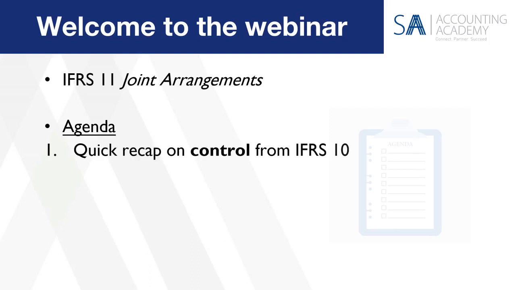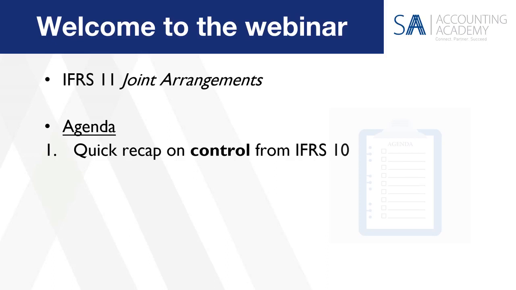Firstly, we're going to be doing a quick recap on the concept of control from IFRS 10. The reason that we're doing this, obviously, is joint control, one of the words being control. So you have to be able to establish control before you can decide whether there is joint control. So control is actually a very important concept to go and visit or revisit. Unfortunately, we cannot talk about the entire IFRS 10 because that is quite a long and complex standard. And we've already recorded a previous webinar or CPD learning activity on IFRS 10.